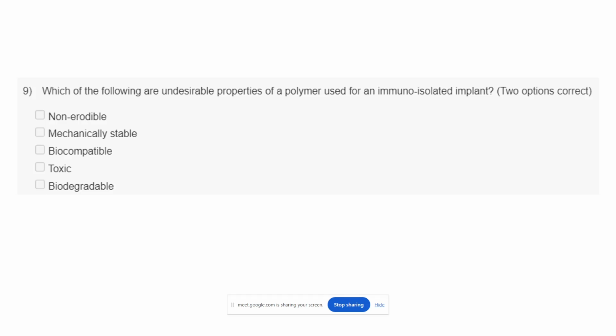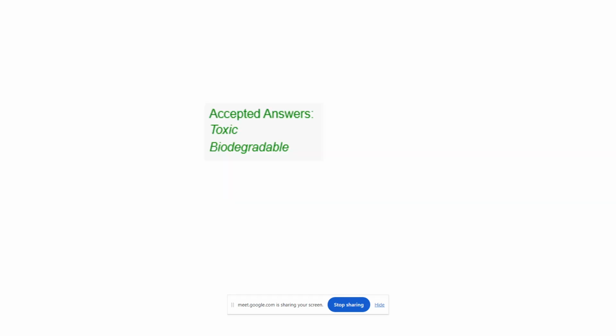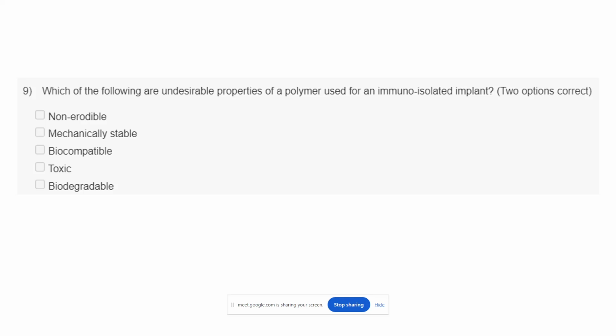Okay. So the correct answer would be the last two options, toxic and biodegradable. Here we are talking about undesirable properties of a polymer used for an immunoisolated implant. If it is toxic, then obviously it will be detrimental to the system. If it is biodegradable, it will release the cells that we have encapsulated into our implants. That defeats the purpose of the immunoisolated implant, where we specifically capture the cells and encapsulate them into an implant so that they are isolated from the body, but can still release therapeutics.